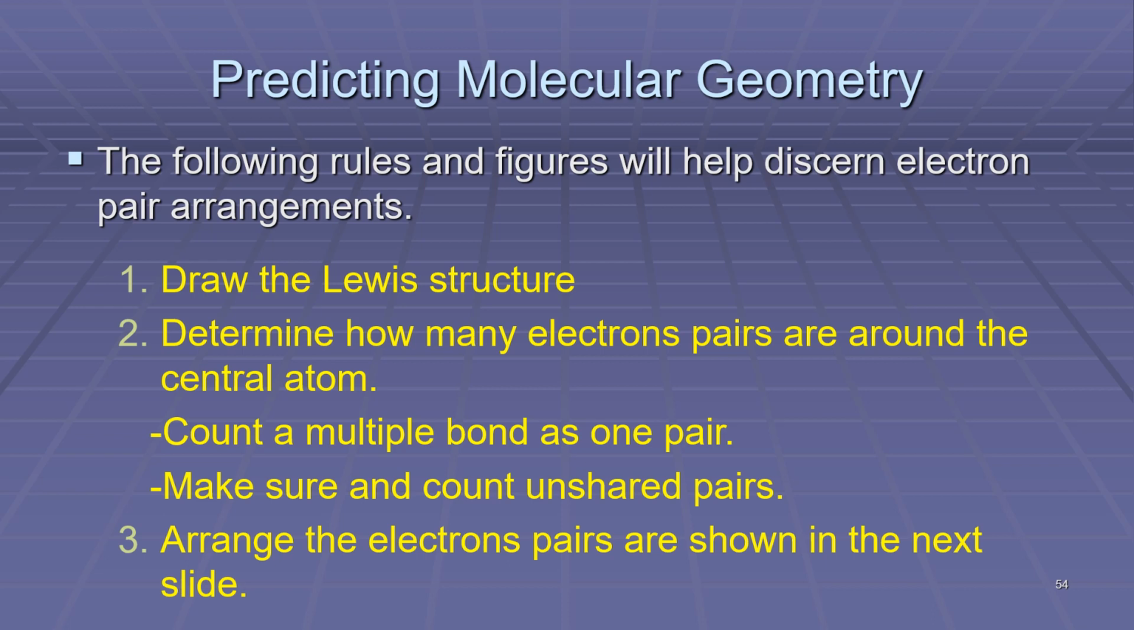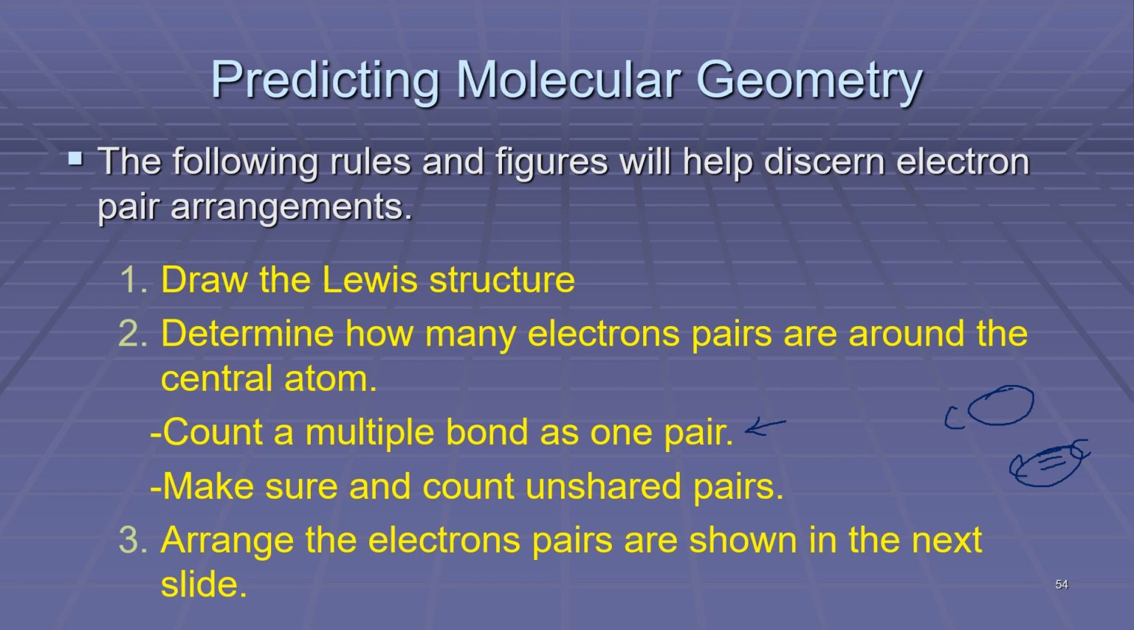Now, there's a couple of things to keep in mind. A multiple bond only counts as one pair, because it really takes up one region. If you've got a multiple bond, it's still only one region because the two atoms are the same on both ends. So we only count a multiple bond as one electron domain.